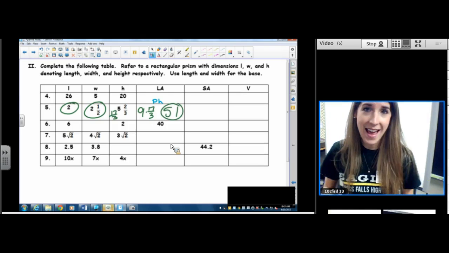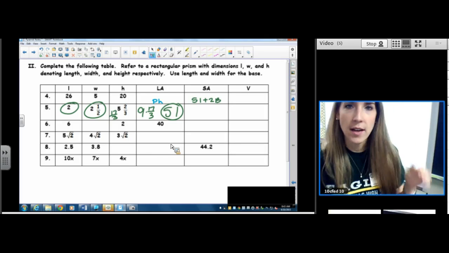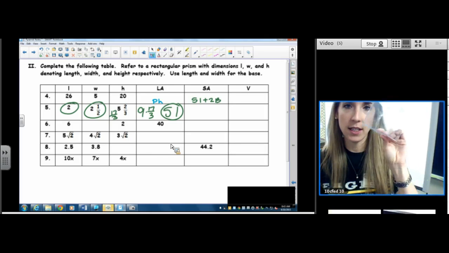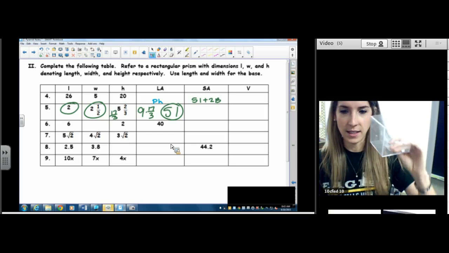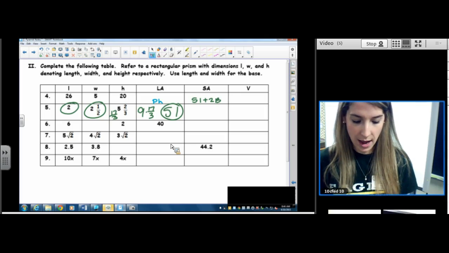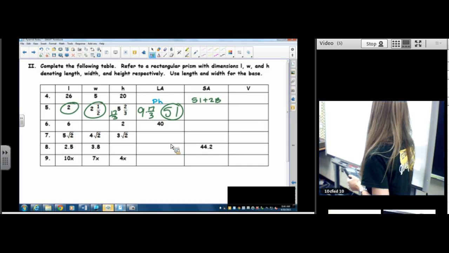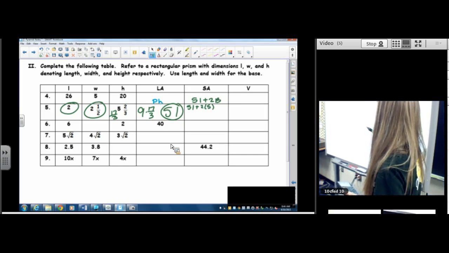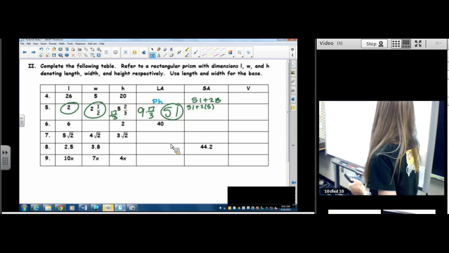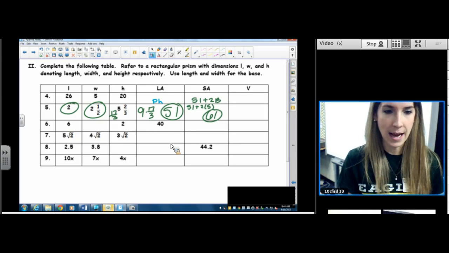Now, once you have LA, how do you go to SA? Well, you do LA plus 2B. So now we need to find the area of the base. The base is still a rectangle because this is a rectangular prism. It's hard to see because it's see-through. Anyway, so how do you find the area of a rectangle? It's length times width. 2 times 2.5. That is 5. So it's 51 plus 2 times 5. So 61 for our surface area there. And then you can do the volume. It's base times height. I'm going to keep going.